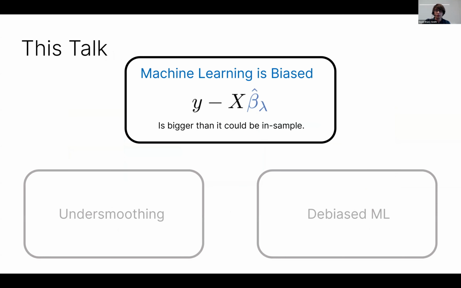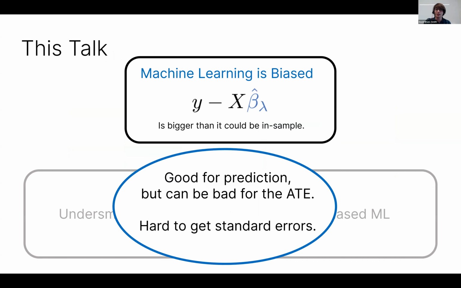To give a quick summary of the talk at a high level, it's well known that machine learning is biased. I'm focusing on very flexible, high-dimensional linear models that are regularized, like x beta hat. One way of understanding this is that the residuals, y minus x beta hat, are bigger than they possibly could be in sample. This is good for prediction. This is not an accident. You do this on purpose, but it can be bad for estimating the average treatment effect. And it's also hard to get standard errors because usually this bias doesn't go to zero asymptotically.